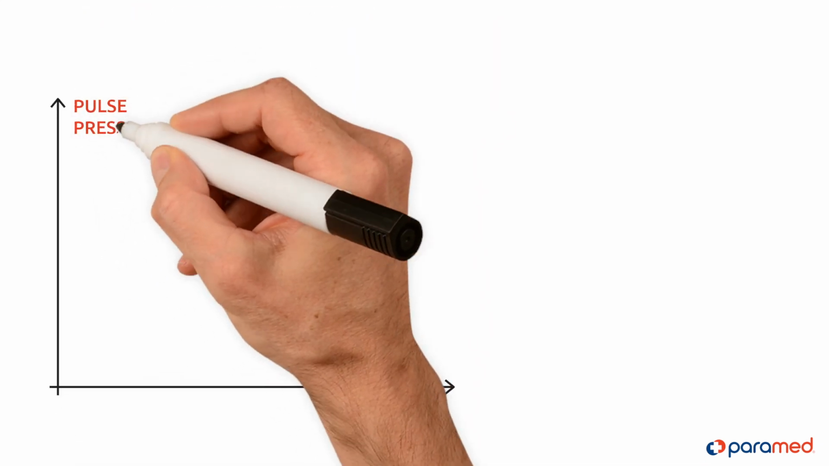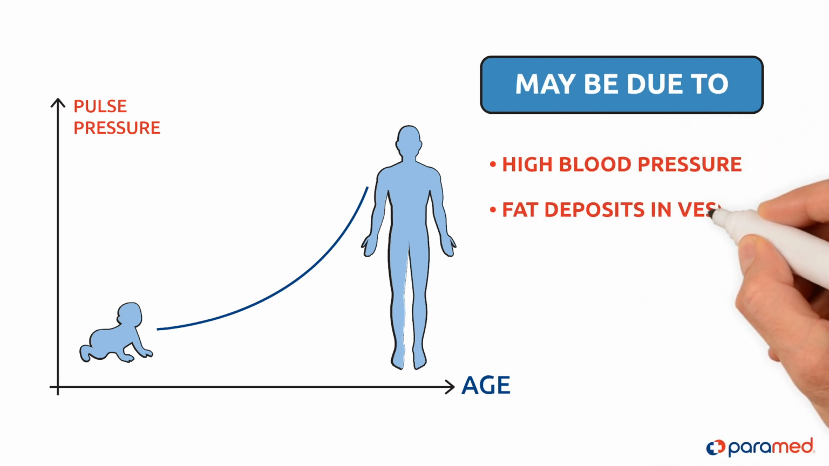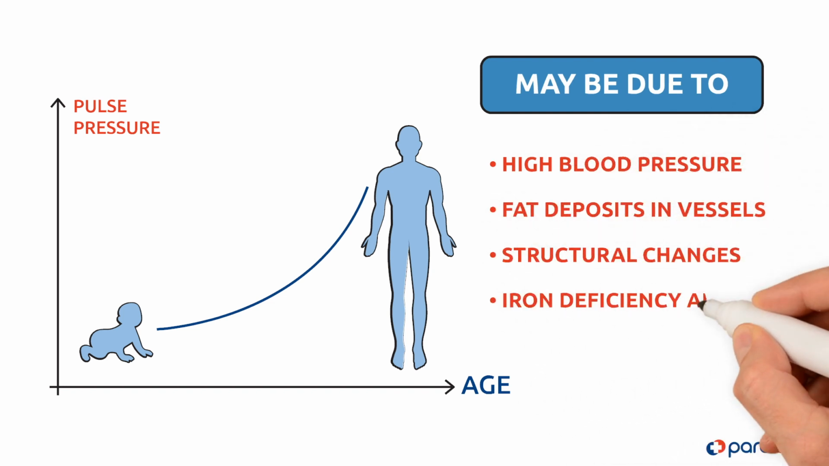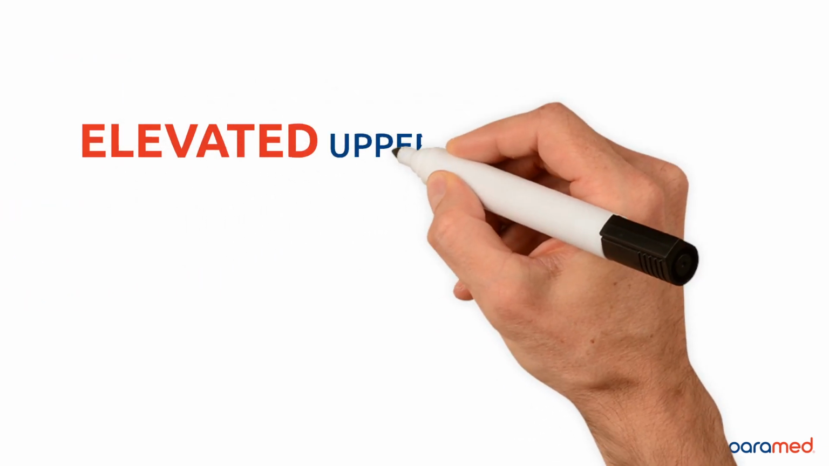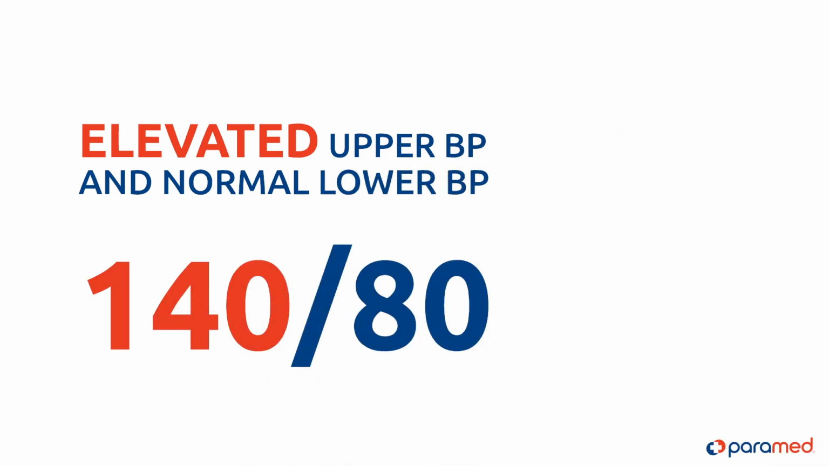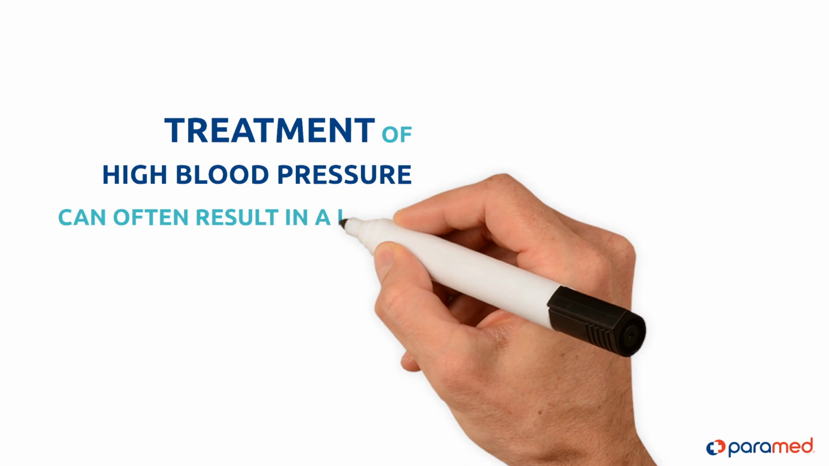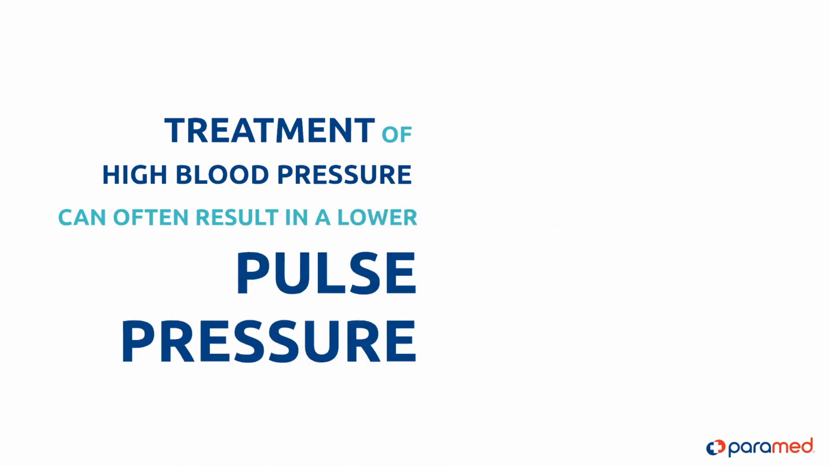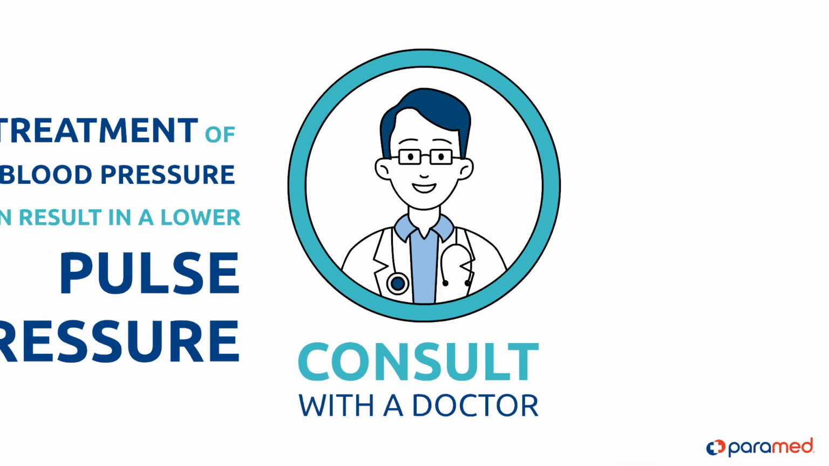Pulse pressure increases with age. This may be due to high blood pressure, deposits of fat on the walls of blood vessels, structural changes in blood vessels associated with age, or iron deficiency anemia. Therefore, if a person has an elevated upper blood pressure and a normal lower blood pressure, such as 140/80, it makes sense to examine the cardiovascular system. Treatment of high blood pressure can often result in a lower pulse pressure. If you're concerned about your pulse pressure, talk to your doctor about what you can do to lower it.